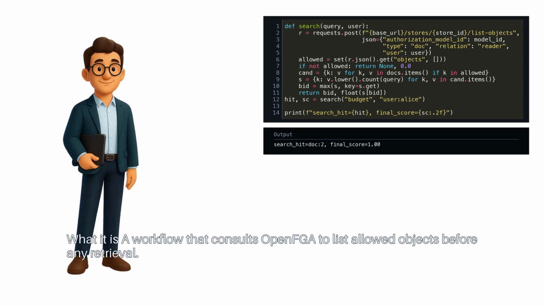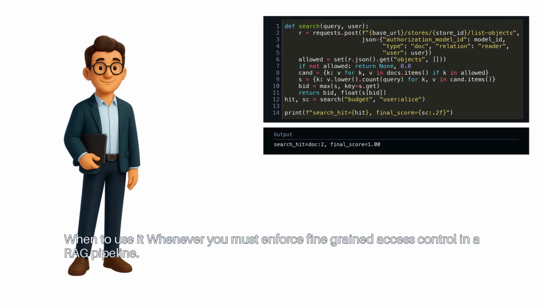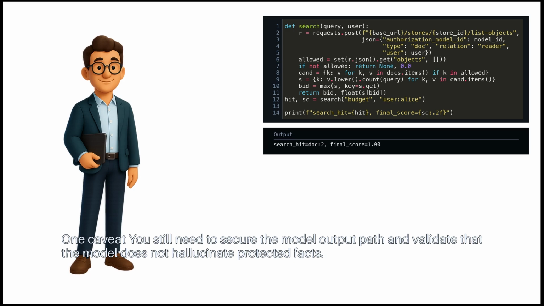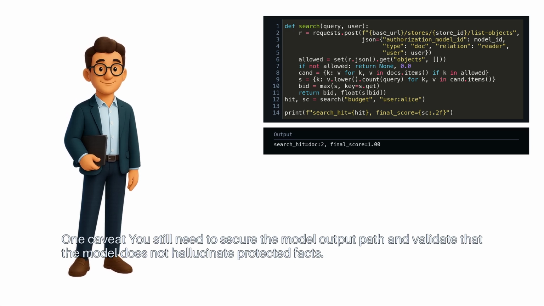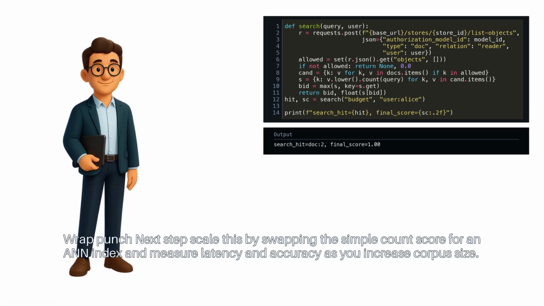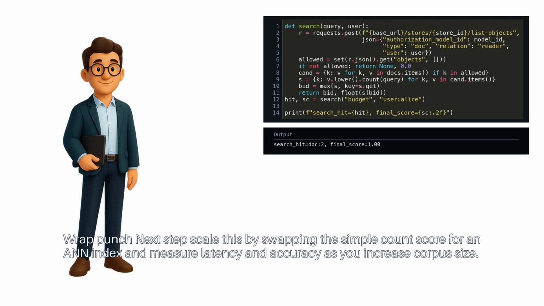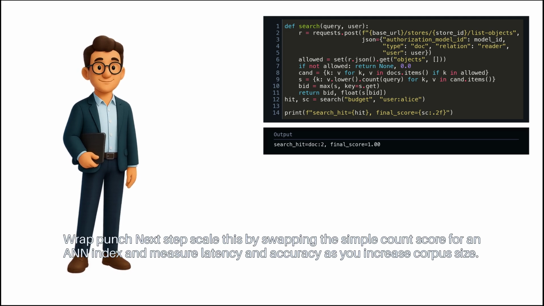Recap. What it is: a workflow that consults OpenFGA to list allowed objects before any retrieval. When to use it: whenever you must enforce fine-grained access control in a RAG pipeline. One caveat: you still need to secure the model output path and validate that the model does not hallucinate protected facts. Next step: scale this by swapping the simple count score for an ANN index and measure latency and accuracy as you increase corpus size.